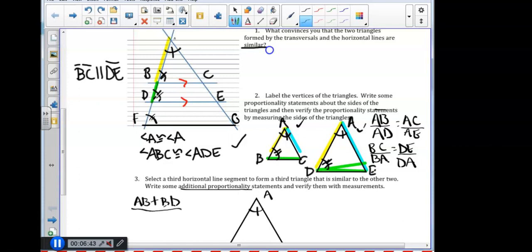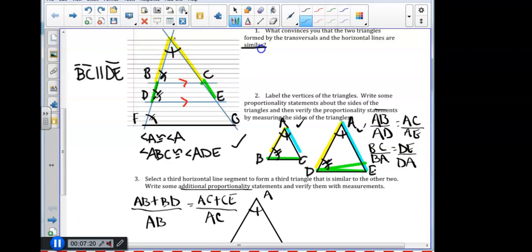So I'm taking 2 parts, the one in yellow plus the one in green, and I'm going to write it in the numerator. So let's say AB plus BD over AB, so then I'm just doing over the little yellow piece, should equal, let's look at the other side and see what corresponds, AC plus CE divided by AC.